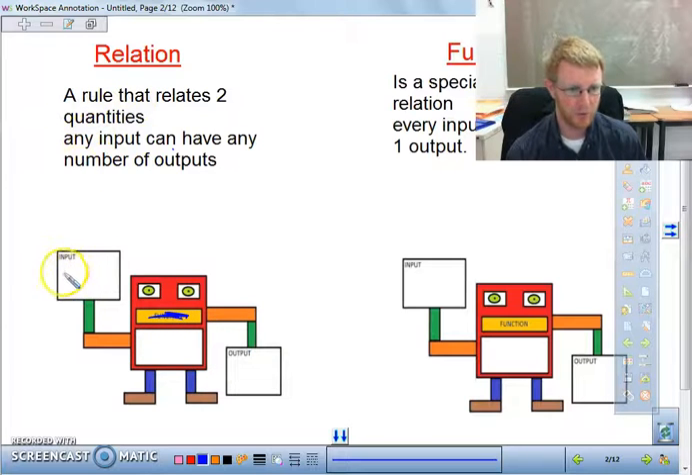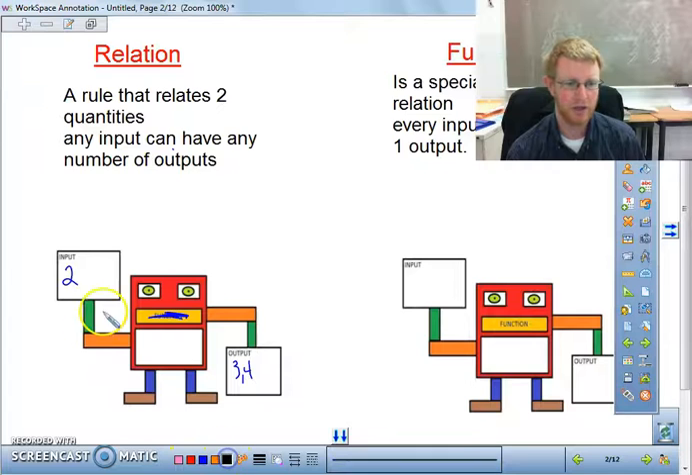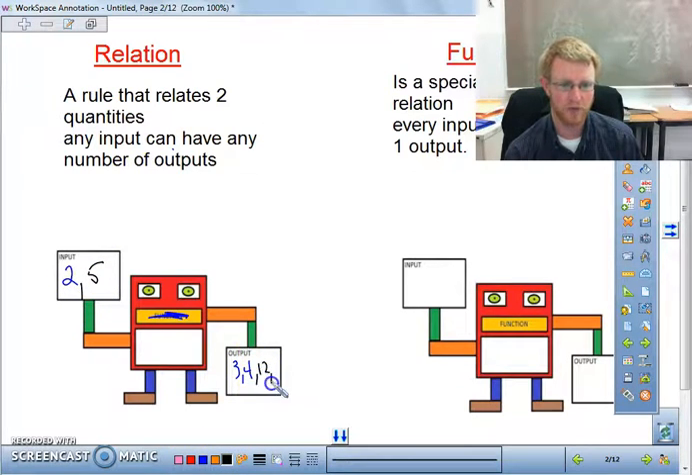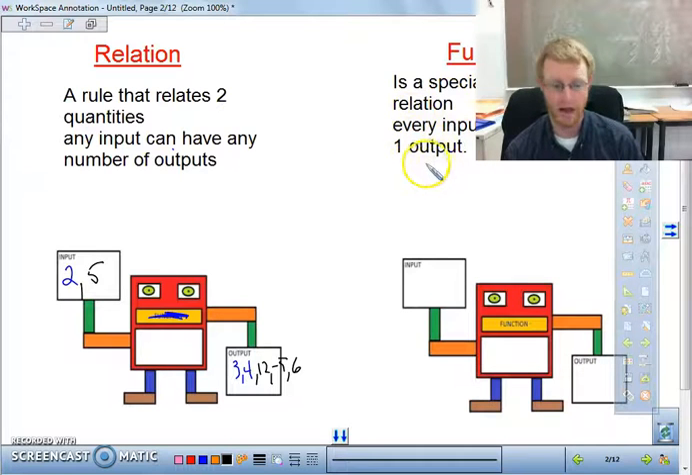But we can put anything we want in. If we put in 2, we may get 3 and 4 as an output, okay? And then if we put in, say, 5, we might get 12, -5, and 6 as an output. That's all a relation is. You have an input, it goes through a little machine, and it gives you an output. For a function, and I know that part of this is covered up, but you can see it on your paper, a function is a special type of relation where every input can only have one output.